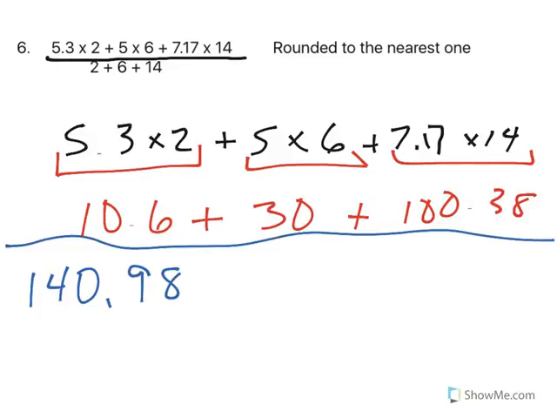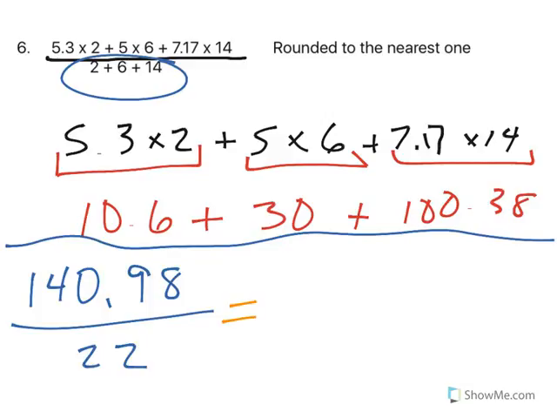So in my numerator, I add those together, and my numerator is now 140.98. Well, in my denominator, all I'm doing is adding together. So when I add those together, I get 22. Now I have a problem I can play with. So I divide 140.98 divided by 22, and I get 6.408.